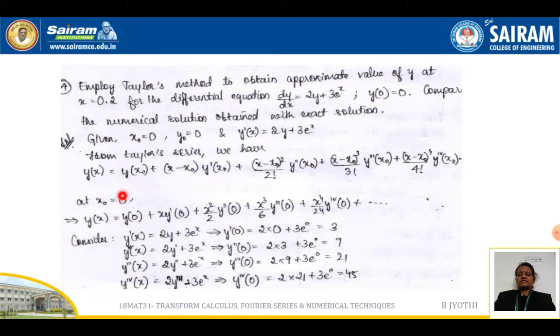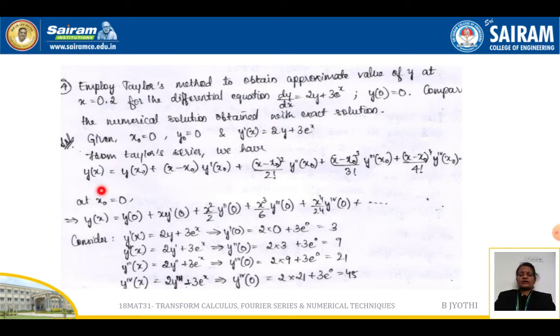Now from the Taylor series, y of x is y of x naught plus x minus x naught, y dash of x naught, plus x minus x naught the whole square by 2 factorial y double dash of x naught, plus x minus x naught whole cube by 3 factorial y triple dash of x naught, plus x minus x naught the whole power 4 by 4 factorial into y fourth derivative of x naught. This is the given formula.